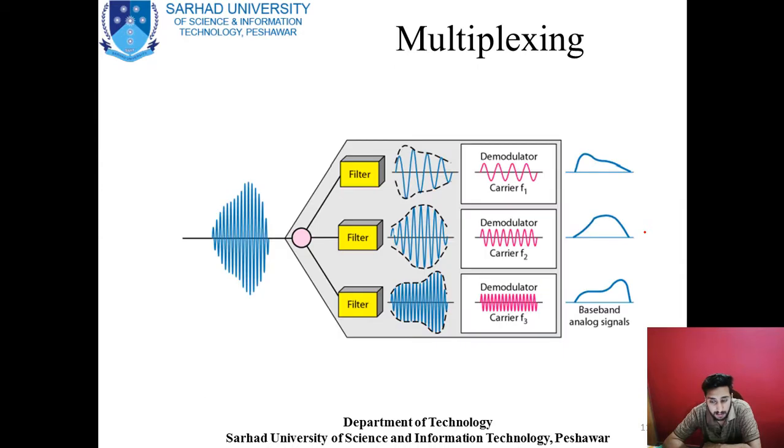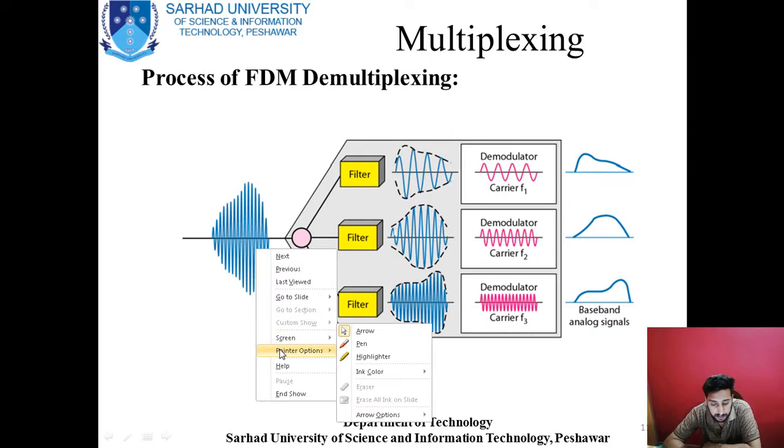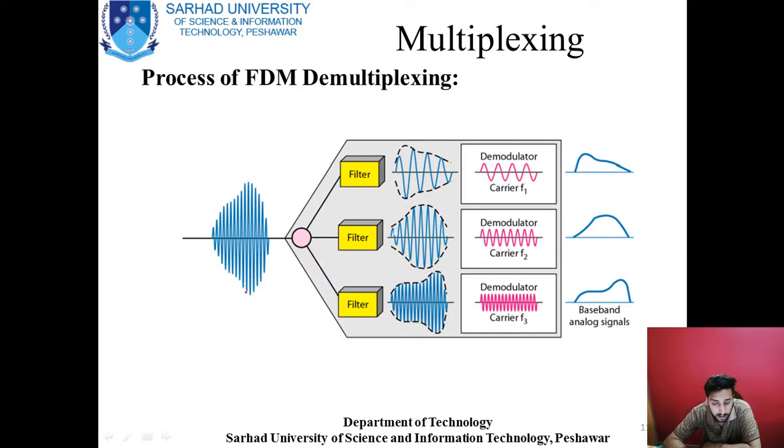The receiving side performs demultiplexing. You see, this signal was transmitted from the transmission side. Now this is received at the receiver end. And what does the demultiplexer do? The demultiplexer will do the same but in reverse order. It will first filter the different frequencies using different filters. And what is a filter? A filter is a device that separates a specific frequency from a mixed signal.